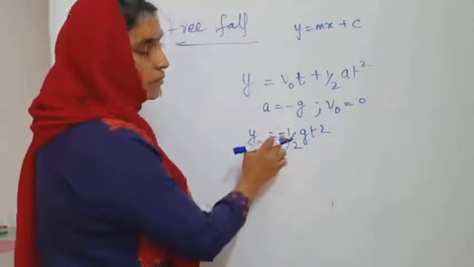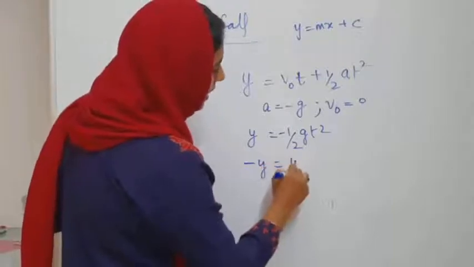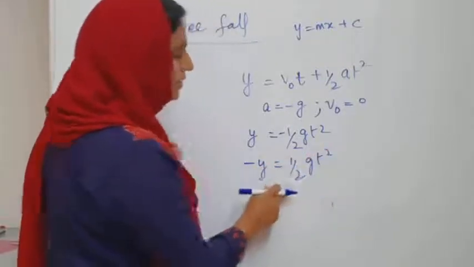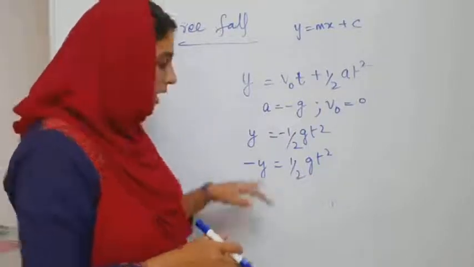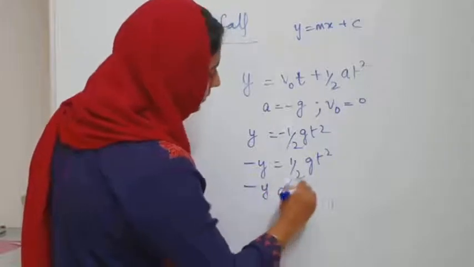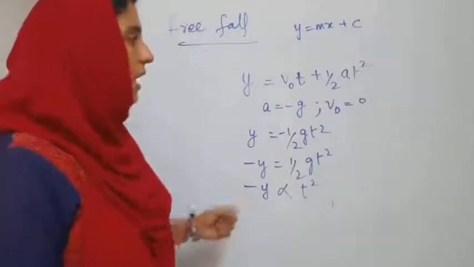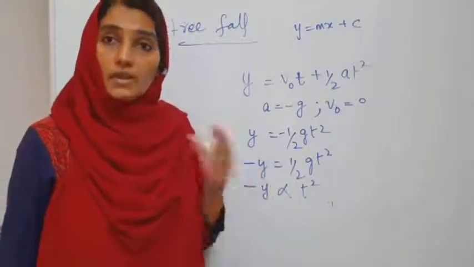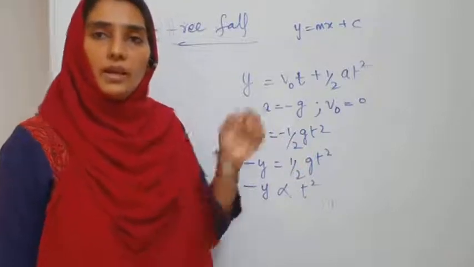Now again we can shift the negative sign to the left hand side. So it will be minus y is equal to half gt square. Here half is a constant, g is also a constant. So let us find a proportionality relation between the displacement and the time. It will be minus y proportional to t square. What would be the shape of such a graph? Actually these graphs are non-linear. They are not linear and they assume the shape of a curve.